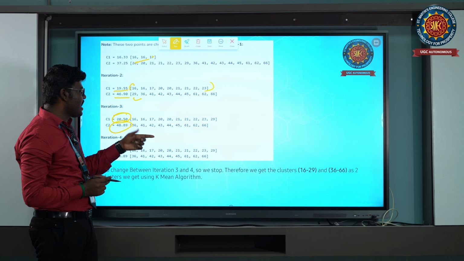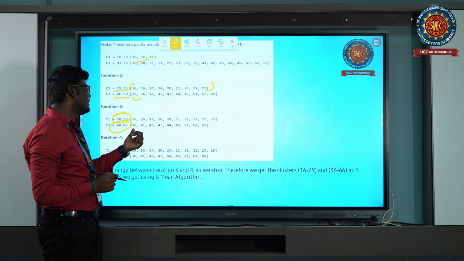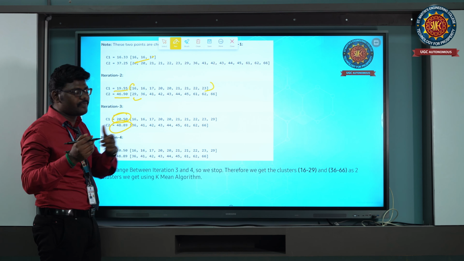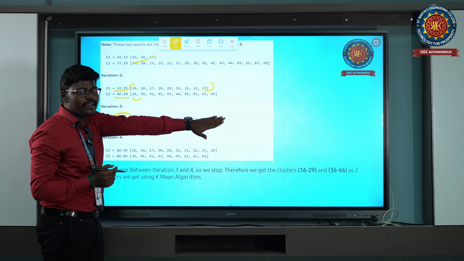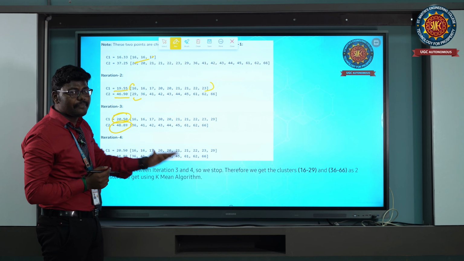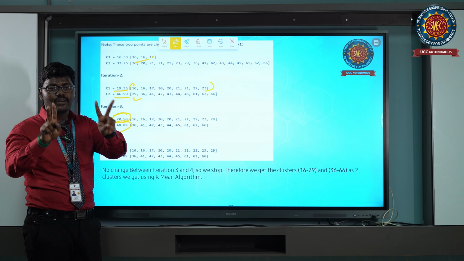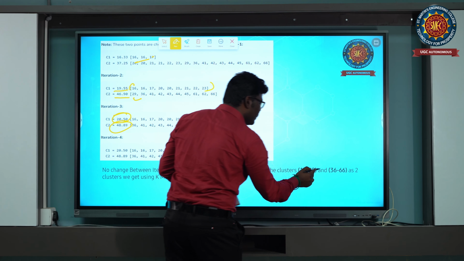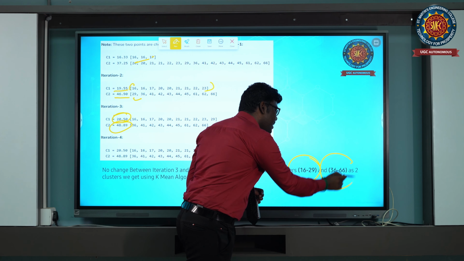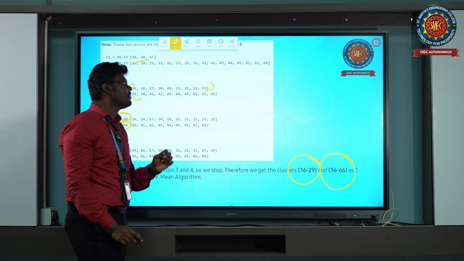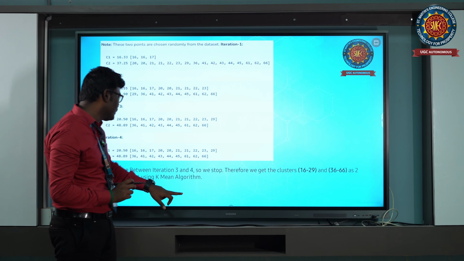Again we have to check any possibility to move points from cluster 2 to cluster 1. See here 36 is there. 36 is a long distance from 29, so we can keep it the same, and we get the same mean values. Then we can stop the process. Now we received the two clusters: 16 to 29 is one cluster and 36 to 66 is another group. So this is the concept of the k-means clustering algorithm.